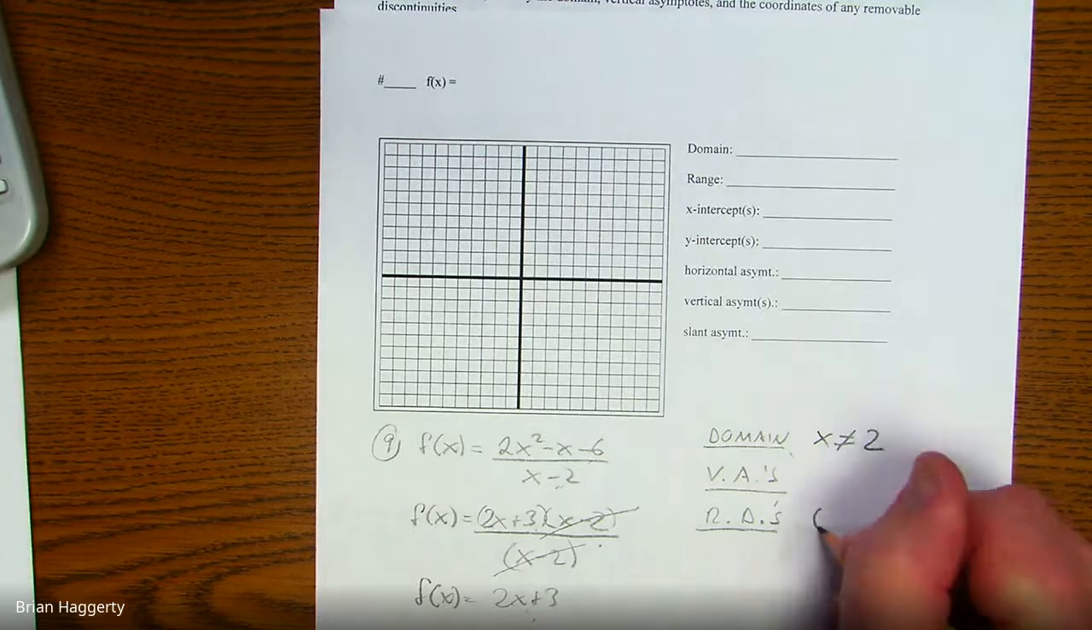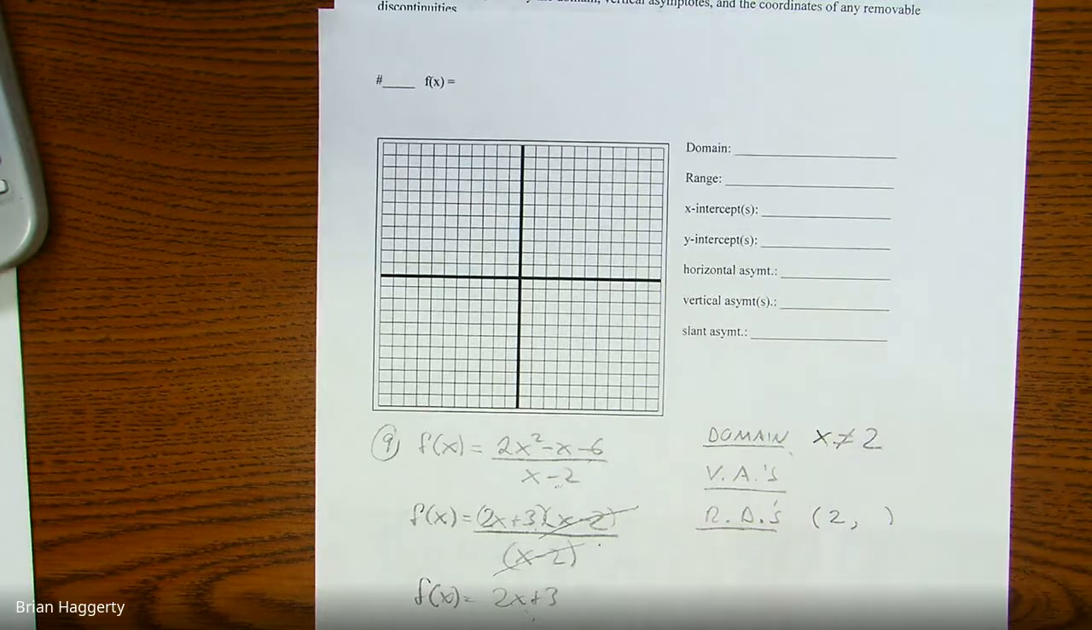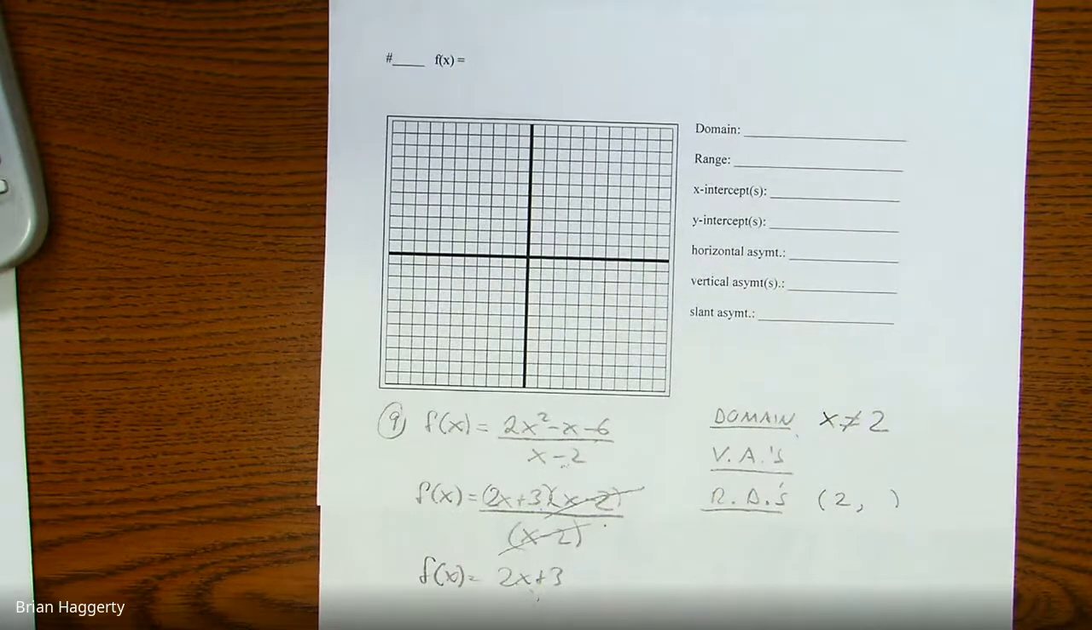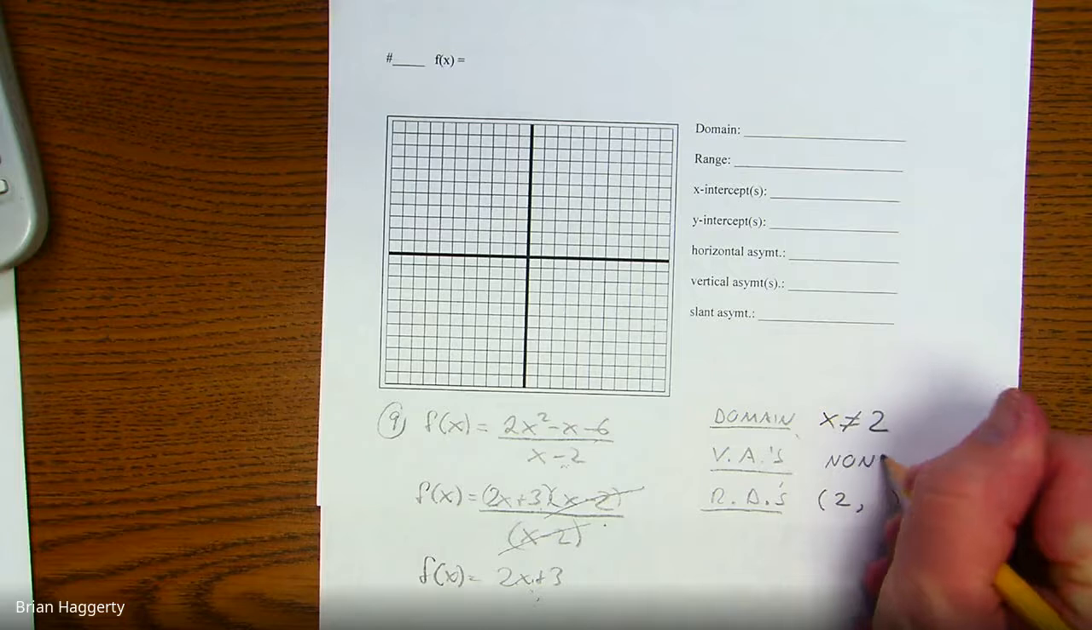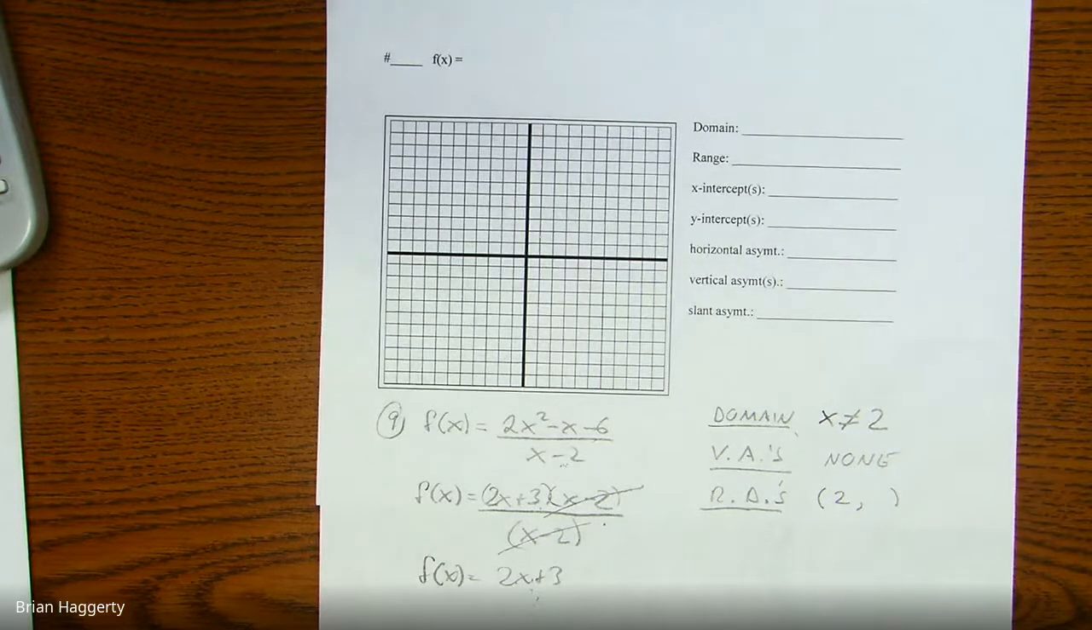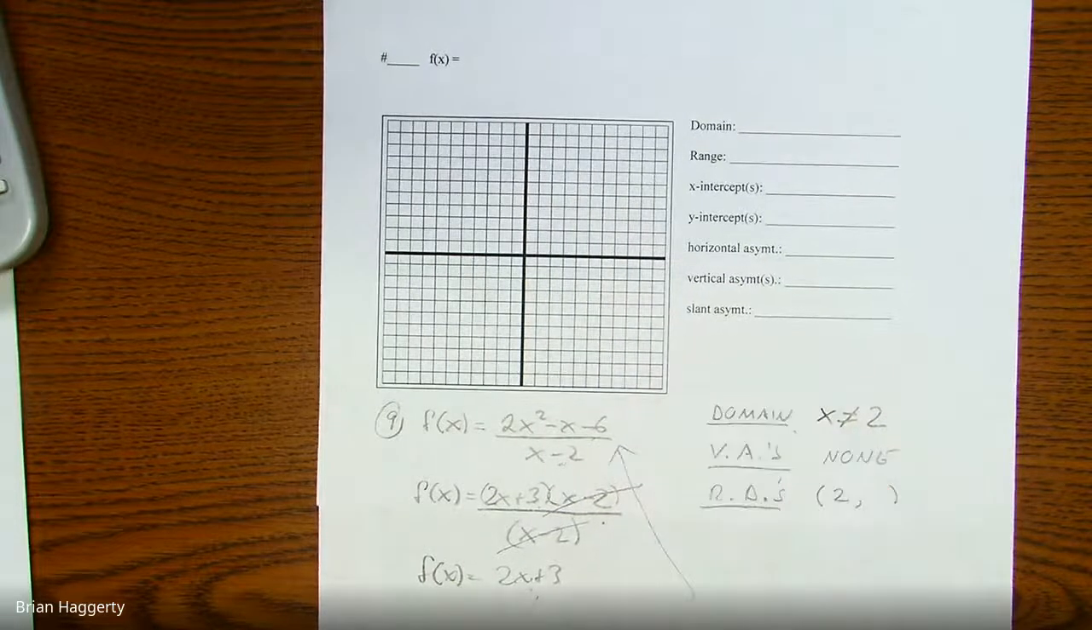A removable discontinuity is awkward to say and it's long to write. It's very often just referred to as a hole in the graph. We're going to have a hole in the graph at 2 comma something. Now, since there are no restrictions in the domain for the final reduced form, it means we are going to have no vertical asymptotes. So this original function we started with really isn't even in the same category with everything else we've talked about so far. This is just a linear function with a hole, is all it is.